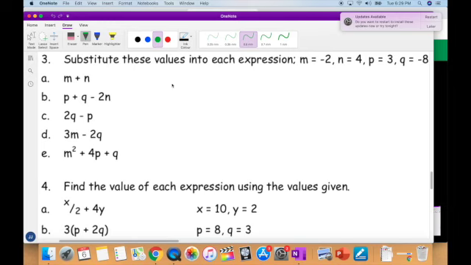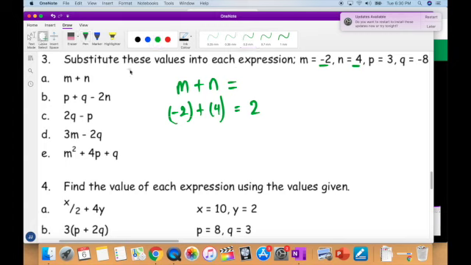So first one, who's gonna do it quick? In brackets, negative 2 plus x into brackets 4. Yeah, and putting the brackets is very important to show that you are substituting values for them. So negative 2 and 4 is m and n, so this answer is 2. Very good.